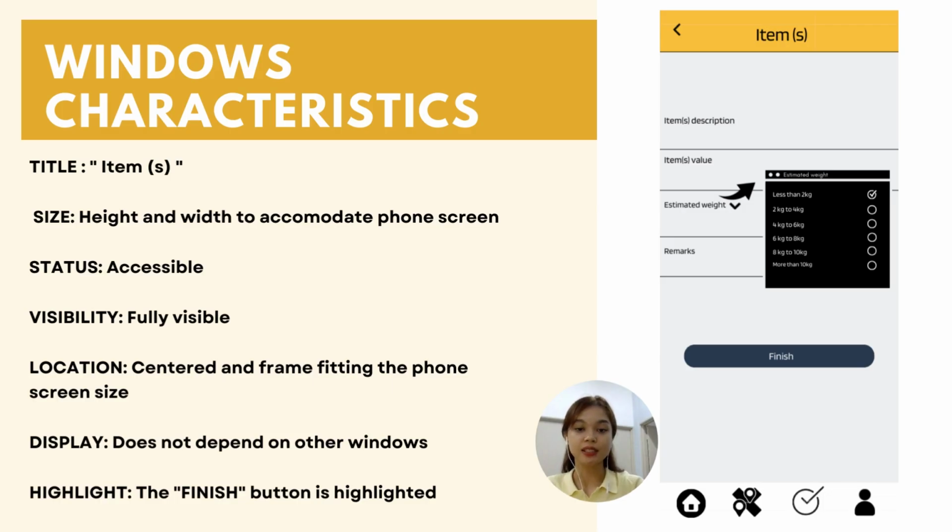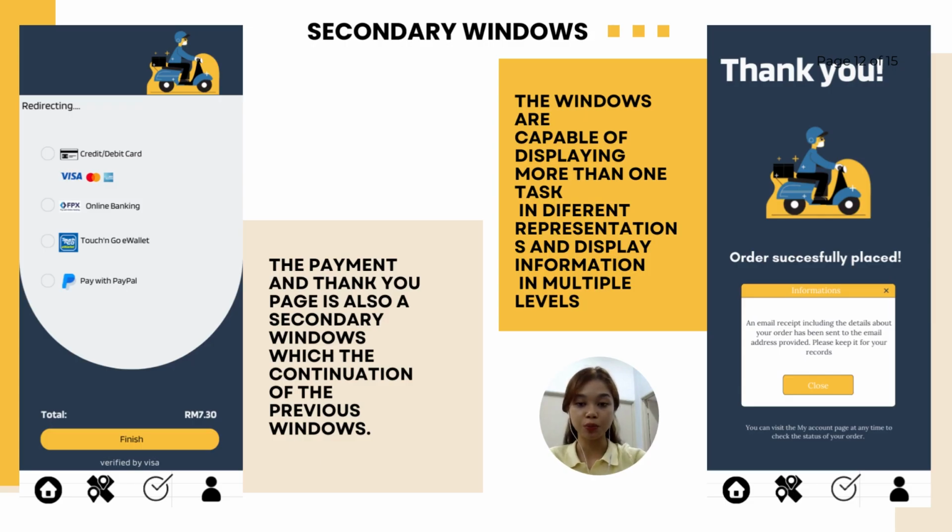Alright, so as you can see, here is the example page for user input. The window characteristic is located at the center and the frame fits the phone screen size. Also, the height and width are accommodated to the phone screen. The Finish button is highlighted. Here is the payment and thank you page. It is also a secondary window, which is the continuation of the previous window. The windows are capable of displaying more than one task in different representations and displaying information in multiple levels.